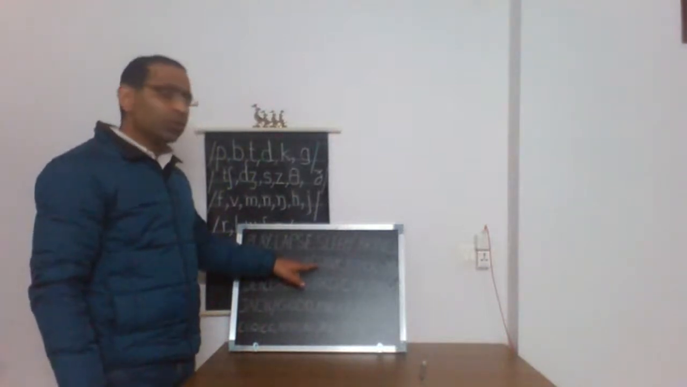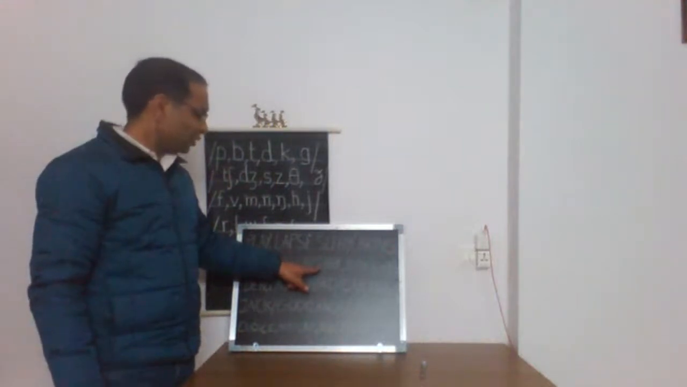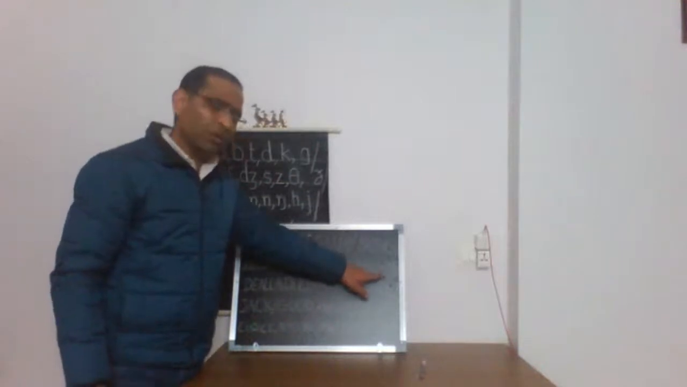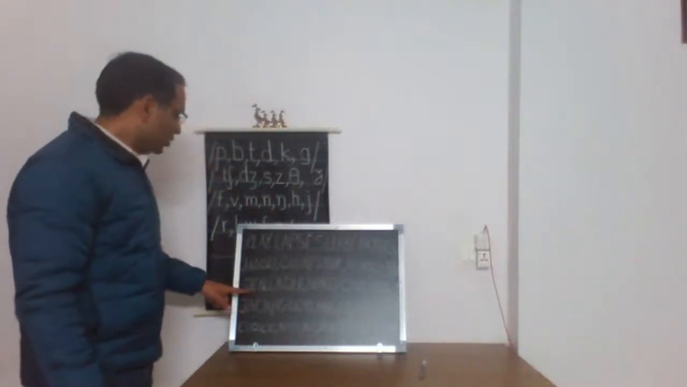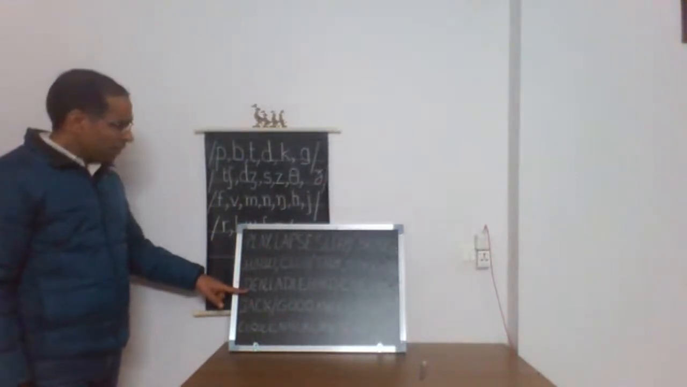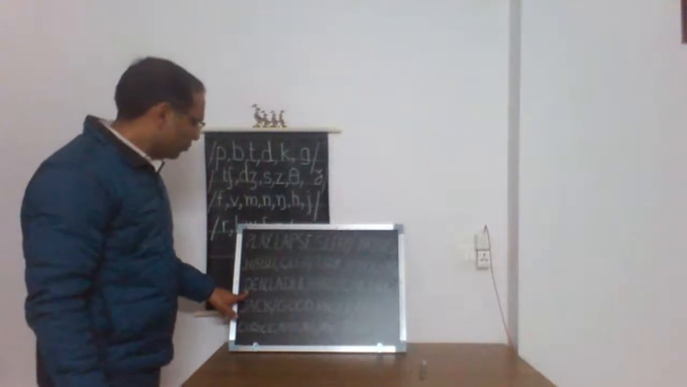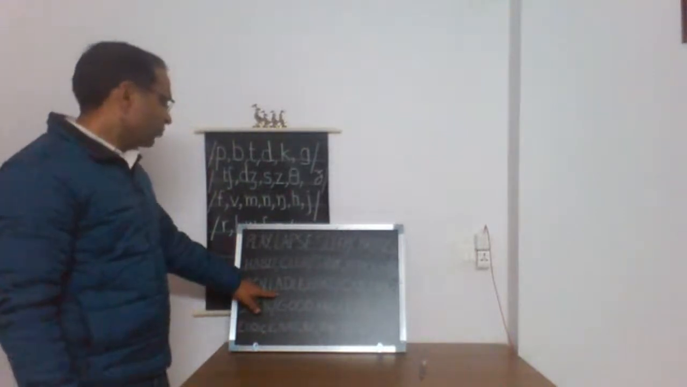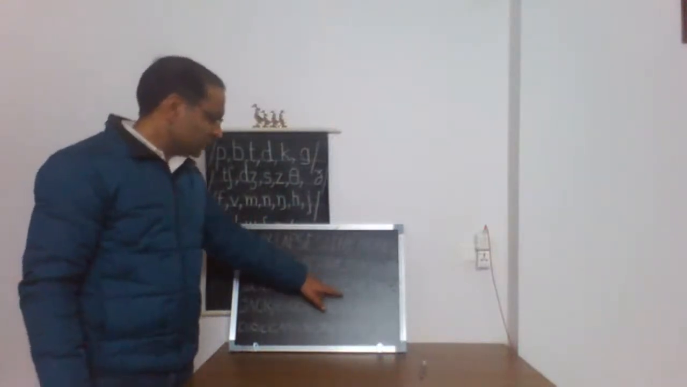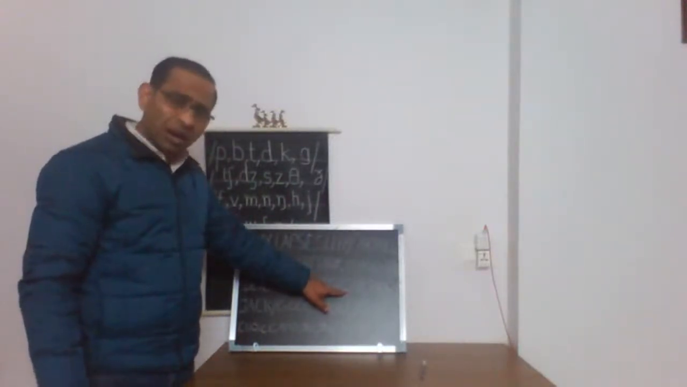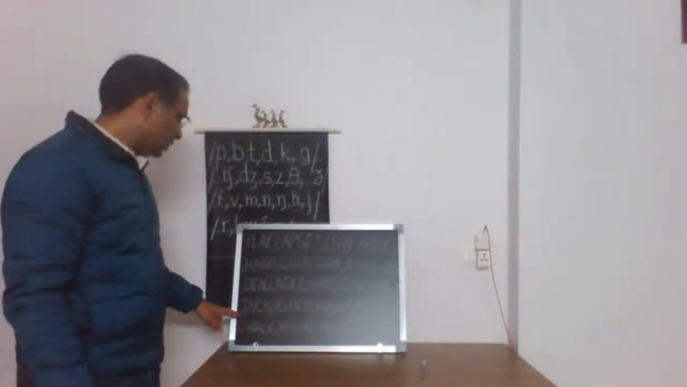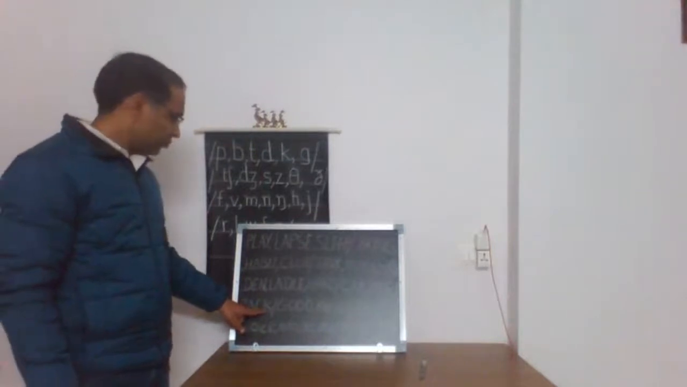T, we use t initially in tank, medially in attack, and finally in fat. Then we have the d sound, initially in den, medially in ladle, and finally in hard. Then k, initially in ka, medially in tackle, and finally in jack.